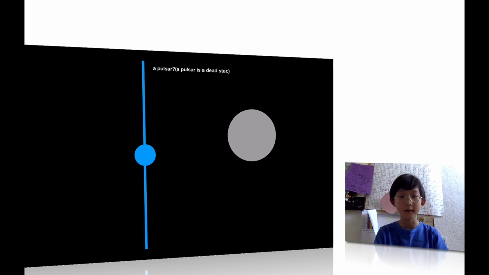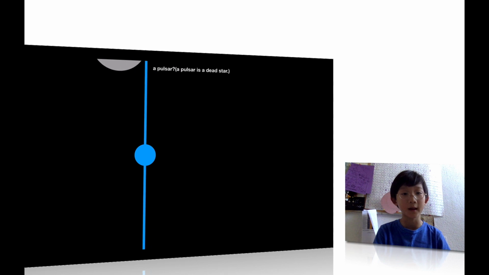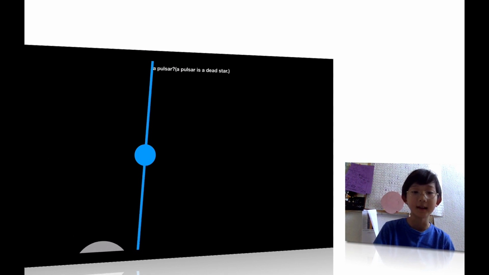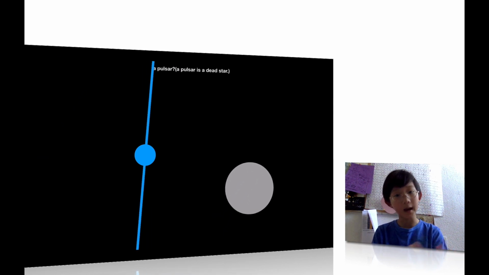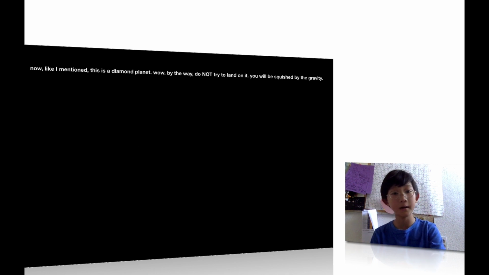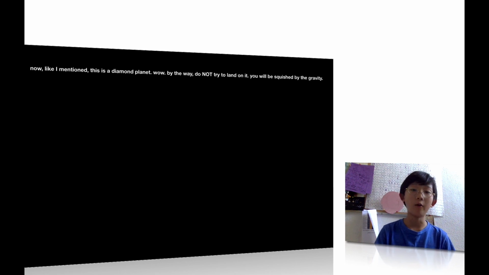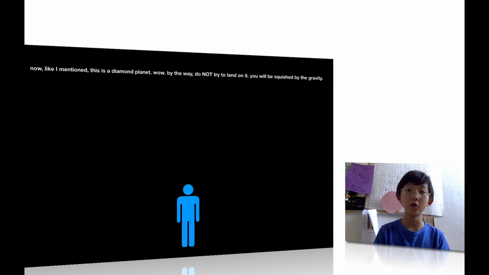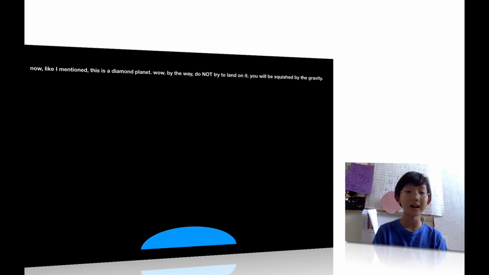Now, this is what it looks like, and this planet is orbiting the pulsar. It's a diamond planet, like I said, and it's going around and around my screen here. Now, like I mentioned, this is a diamond planet. By the way, do not try to land on it. You will be squished by the gravity, like this person who is trying. Kind of sad.